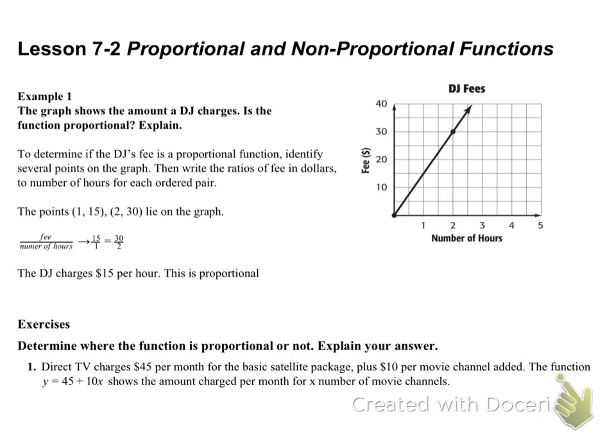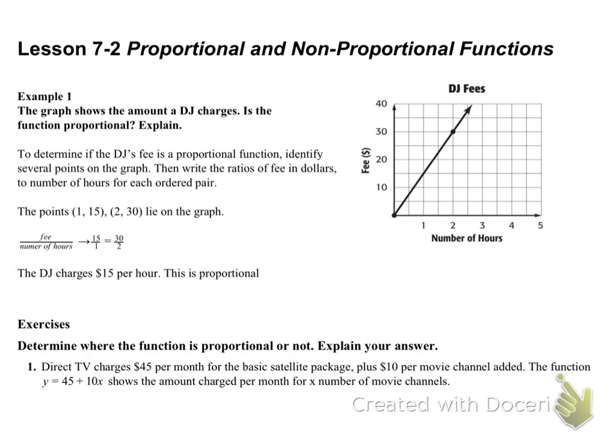So here you can see an example. It has a DJ and it charges $15 per hour. So at 1 hour, it's $15. For 2 hours, it's $30. So you can see that the DJ charges $15 per hour, and that is proportional. So let's see what this looks like if a function is non-proportional.